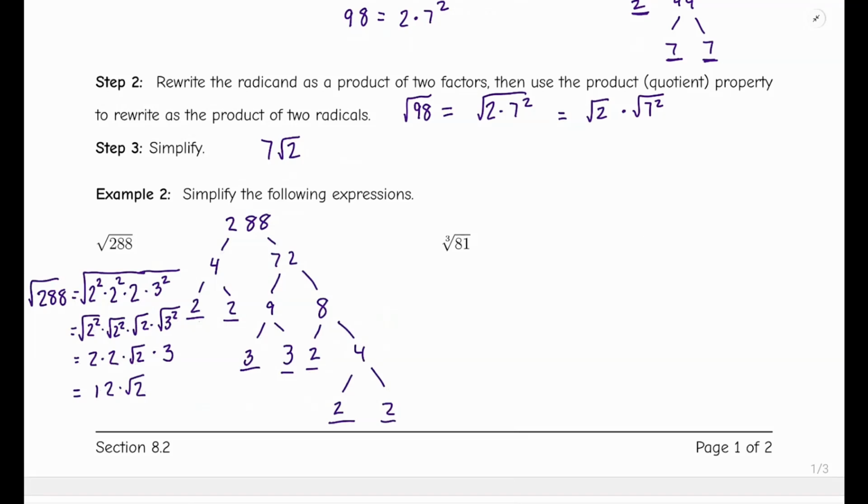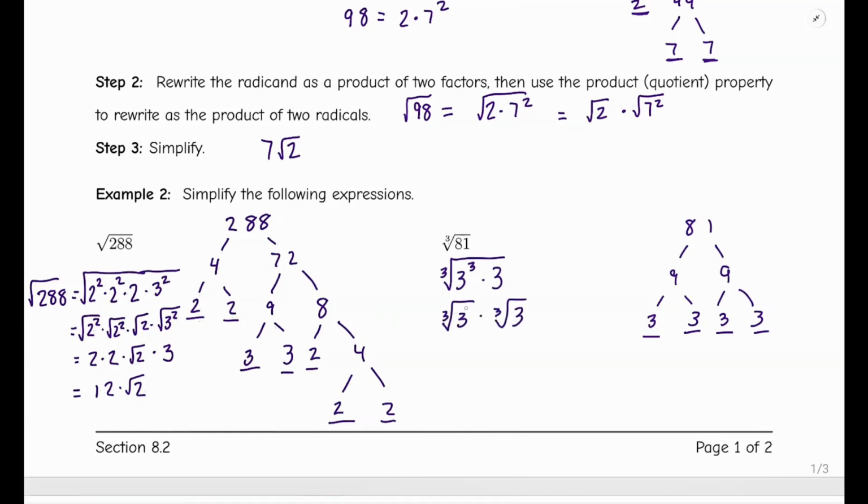Okay. Cube root of 81. So this time, because the index is a 3, we want to group them in groups of 3, not 2. So 81 is 9 and 9, and then 9 is 3 and 3. So 81 has 4 3's in it. But again, I want groups of 3, so this would be the cube root of 3 cubed times 3, which is the cube root of 3 cubed times the cube root of 3, which is 3 times the cube root of 3.